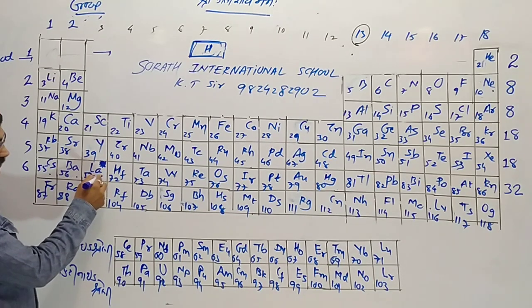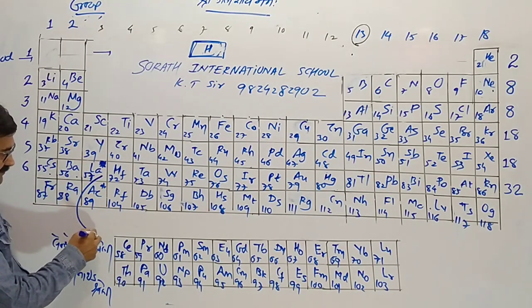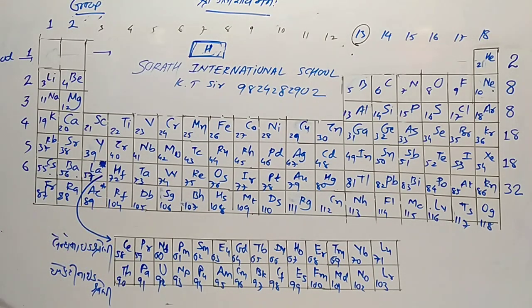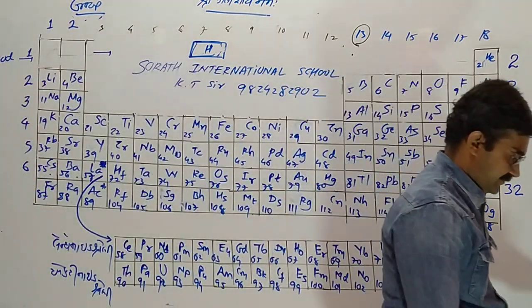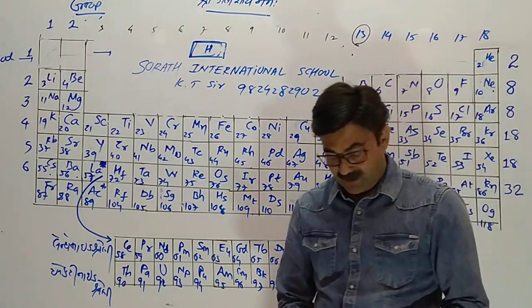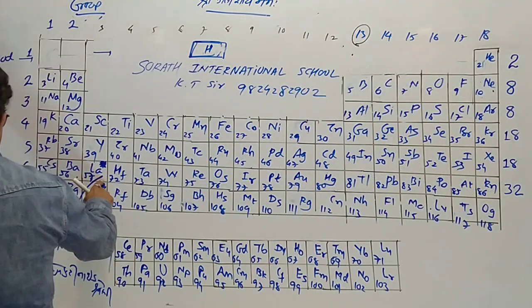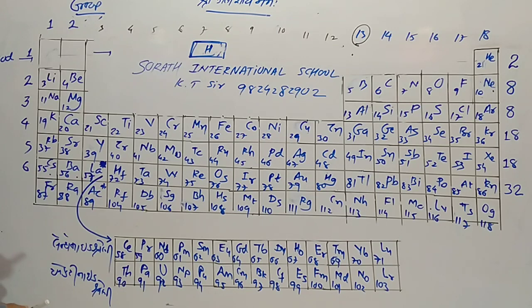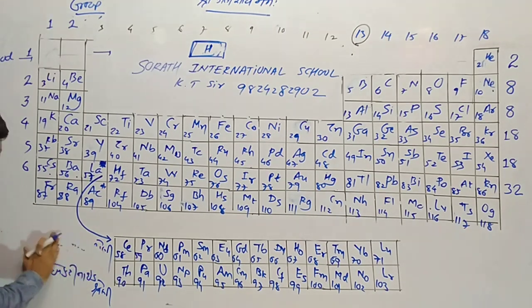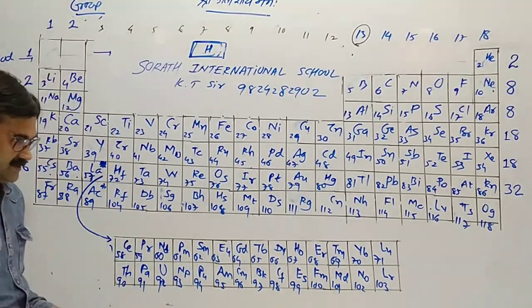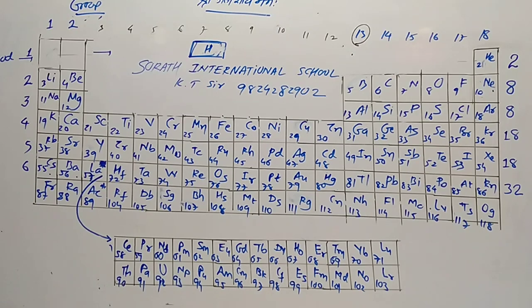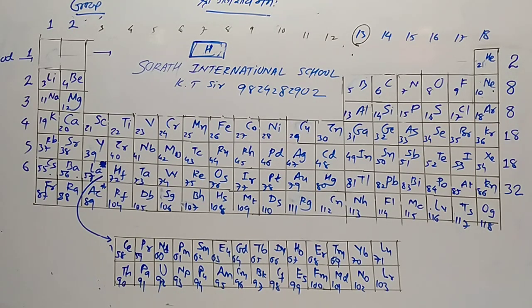So here 14 elements are missing between lanthanum and hafnium. The properties of these elements are similar to lanthanum, so it is called the lanthanide series.